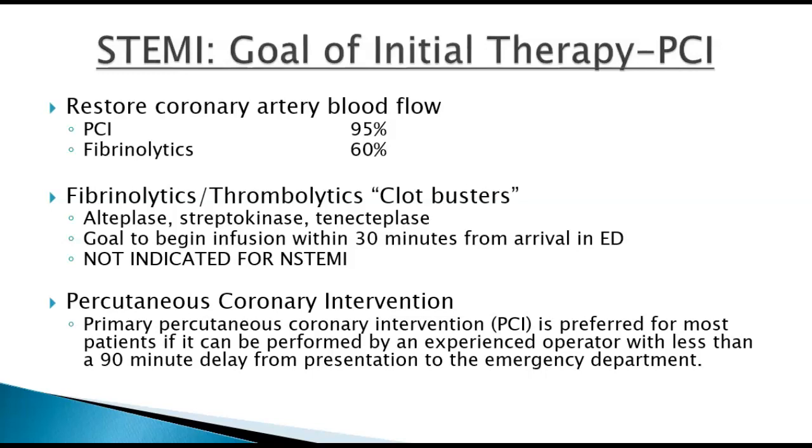The best way to do that is to send them to the cath lab. Some people call it a PCI. That's where they need to go. Fibrinolytics like TPA are about 60%. So if you don't have a cath lab, TPA is your second best option, and then send them someplace with a cath lab. Fibrinolytics are also known as clot busters. TPA, the generic name is alteplase. There are a few other ones, like streptokinase. The goal is to infuse within 30 minutes upon arrival, and it's not indicated for a non-STEMI.